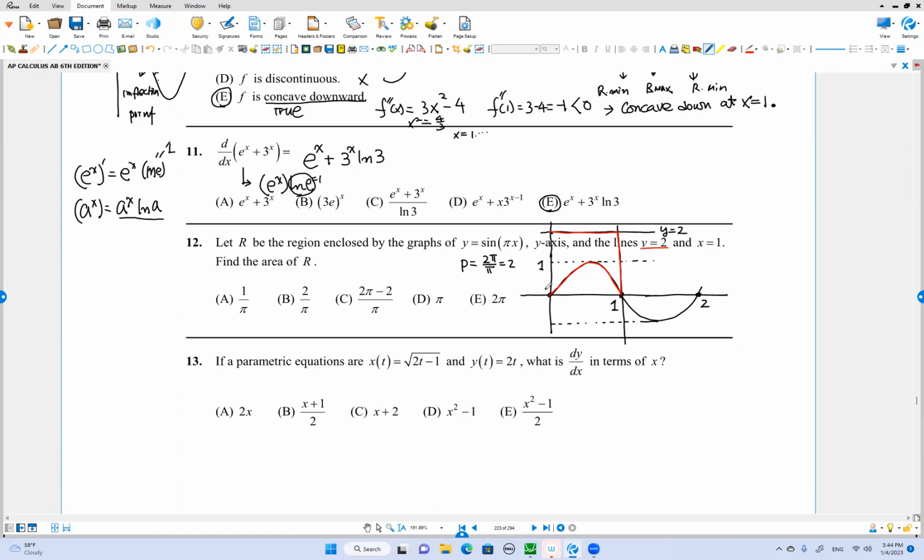And the y-axis. Oh, we have a y-axis over here. So this is the y-axis. No, this is not the y-axis, right? Oh, this is the y-axis, that's correct. Or closed, that's fine. So this is the area.